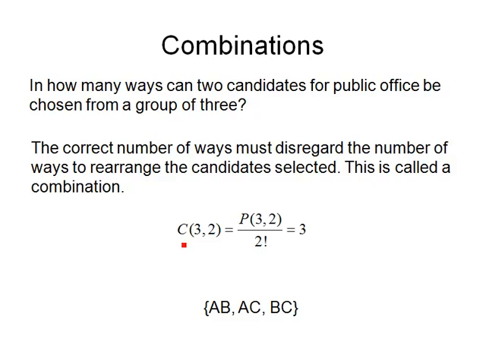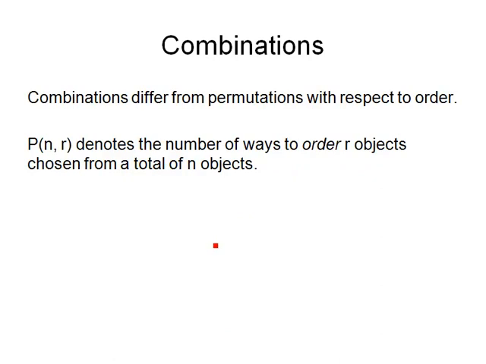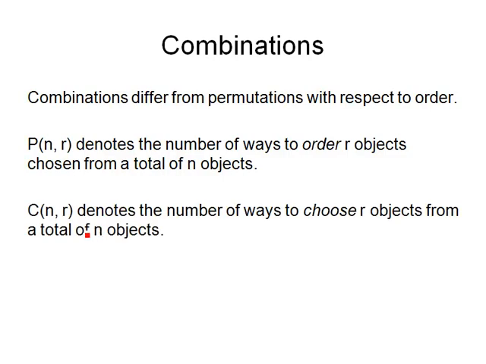So to find the combination of 3 objects taken 2 at a time, we can take the permutation of 3 objects taken 2 at a time and then divide by 2 factorial, which is the number of ways to rearrange those 2 objects. And this will give us the 3 things that we've listed out here below. So combinations differ from permutations with respect to order. When we talk about P of n comma r, this denotes the number of ways to order r objects chosen from a total of n objects. When we talk about C of n comma r, this denotes the number of ways to choose r objects from a total of n objects. In other words, when we just choose them, the order within the things we choose doesn't make a difference. When we order the things, then order definitely makes a difference.